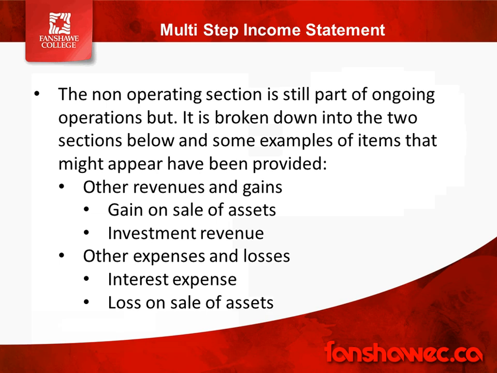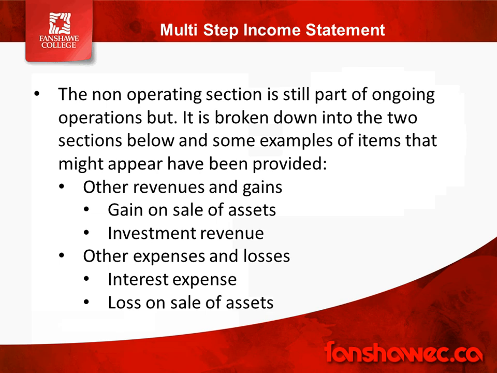You'll notice that you're going to have two separate headings in your non-operating activities. The first is other revenues and gains, and common items that you'll see in here, like have already been discussed, are the gain on sale of assets and any type of investment revenue. Could be rental revenue, could be interest revenue, dividend revenue. Those are all common things you'll see in a non-operating section, right?